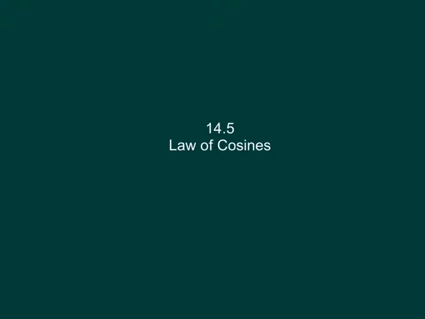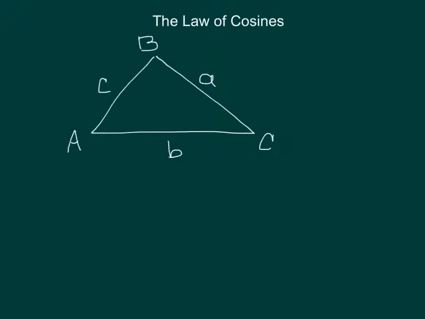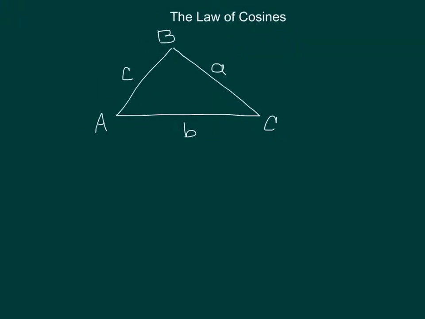We're moving on from the law of sines. Law of sines was a fairly easy formula. Law of cosines, slightly more complicated. So we have a triangle. The law of cosines, like the law of sines, can be used in any triangle whatsoever. We are not limited to right triangles.